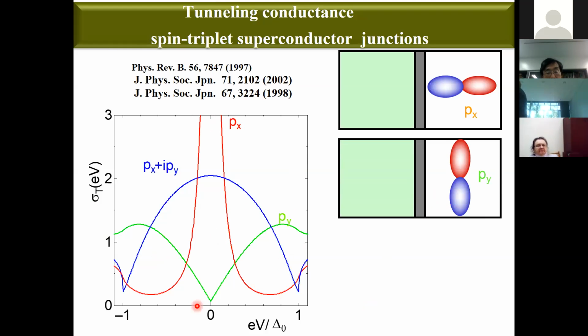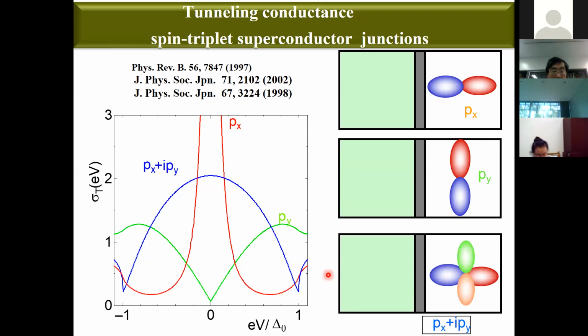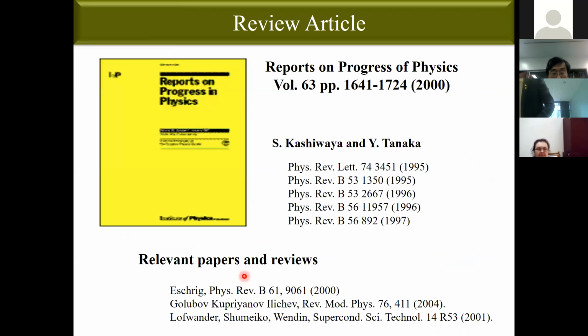For the py-wave case, like dx squared minus y squared, there is no zero energy peak because all quasi particles feel no sign change of the pair potential in the reflection process. On the other hand, the chiral p-wave case is a little bit complicated because the energy level of the Andreev bound state depends on the momentum ky. After summing up all contributions, which of course depends on the model of transparency in the normal state, if we use something like the standard delta function model, it has a dome-like structure. So there are clear differences between these three.